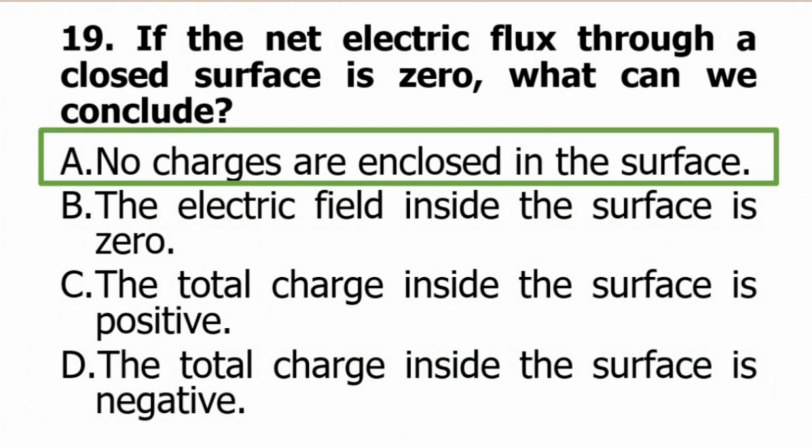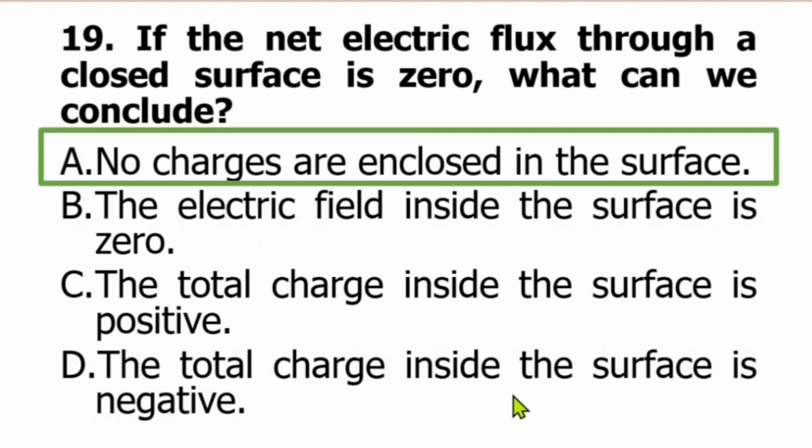Why is it that no charges are enclosed in the surface? It is because Gauss's law states that net flux, or total flux, is proportional to the enclosed charge. If flux is zero, therefore the total enclosed charge is also zero. Remember the equation for this one: the electric flux is equivalent to the total charge over the electric permittivity. So if the enclosed charge is zero, then the flux is also zero.